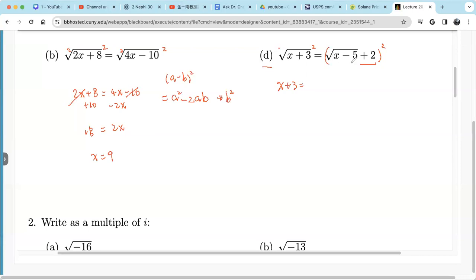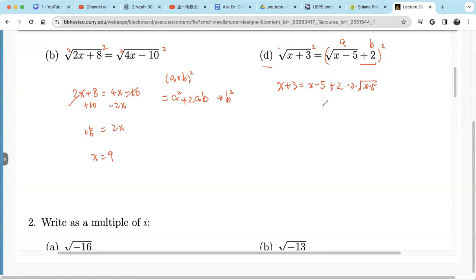So we have the first one, the square root of x minus 5, squared. This is x minus 5. Then minus 2 times 2 times the square root of x minus 5. Think of this term as a and this term as b. Oh, we have a plus b, so this is the a plus b form.